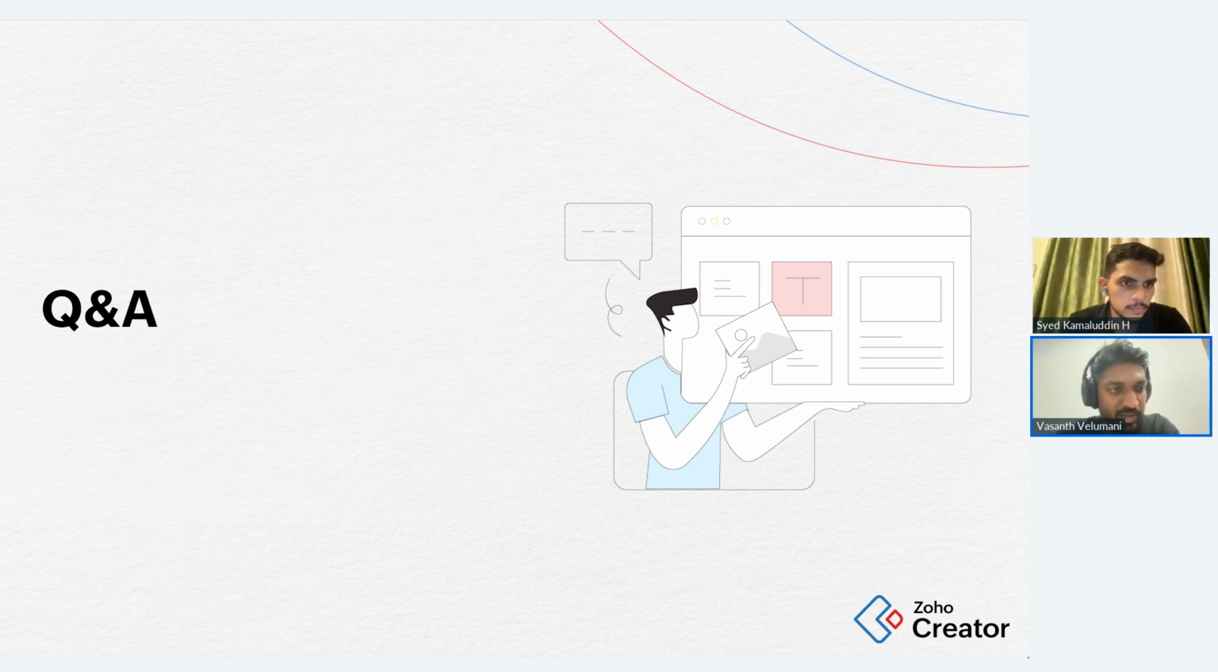Can we create a custom function on Creator and call it as an API? I might have to get back on this question. As far as I know, it's not possible right now to call a custom function as an API, but maybe you can reach out to me and I can direct you to the team which can answer this for you, Mustafa, right?